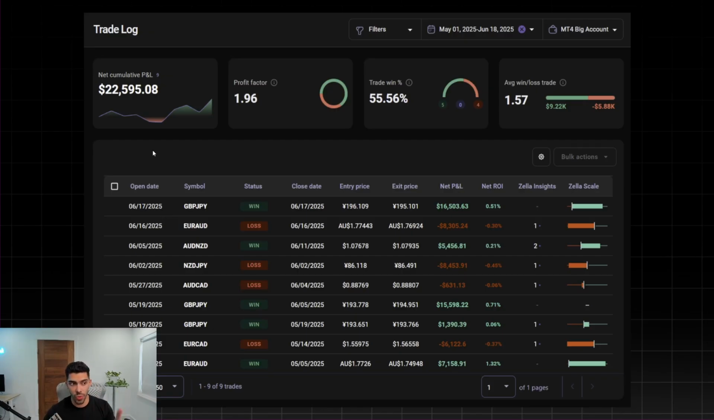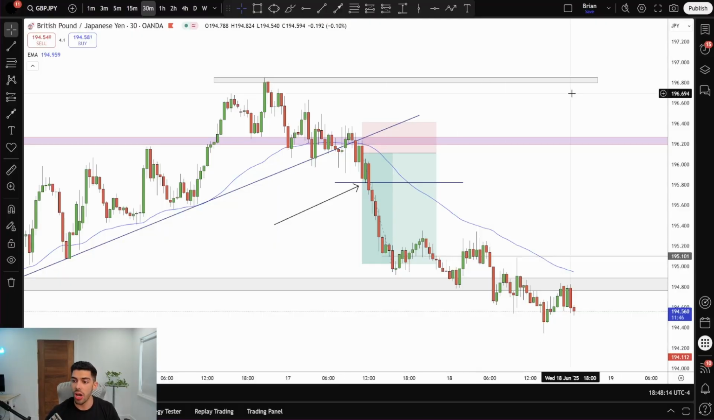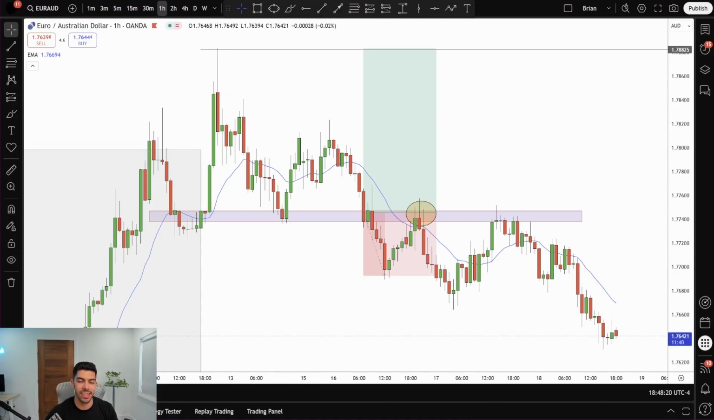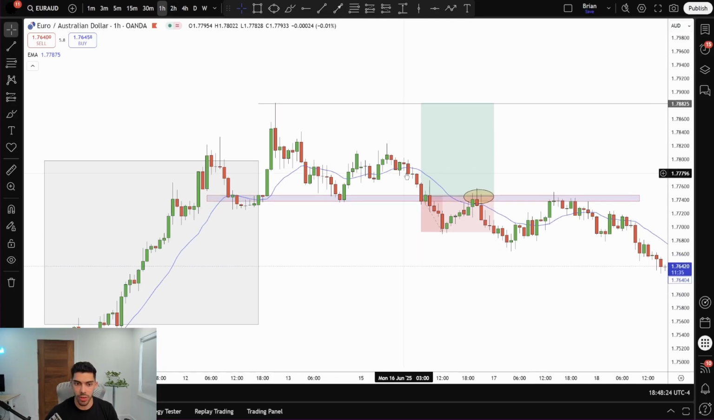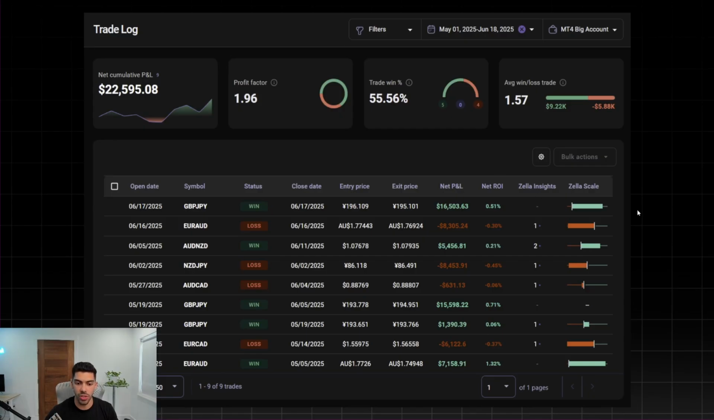Both trades this week, 1 loss, 1 win, and yet I made more than double on GBP JPY as I did when I lost on Euro AUD. That shows the power of risk to reward. As you see, the results speak for themselves.